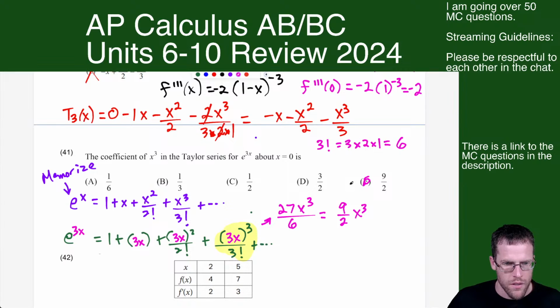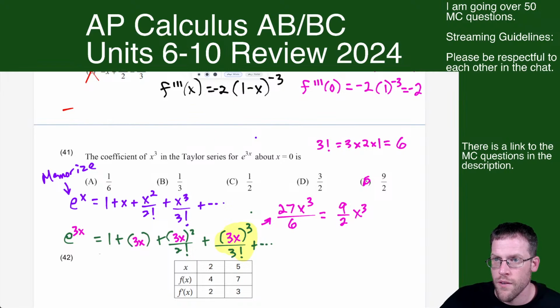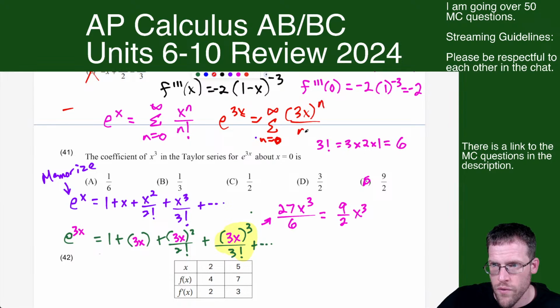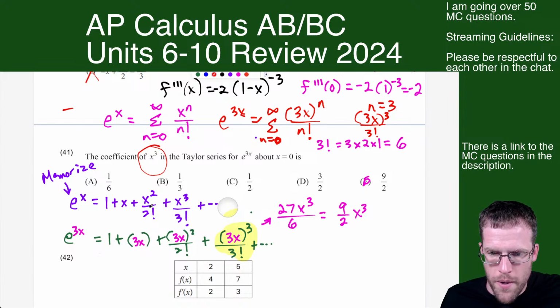The second way of doing this is, if we write the sigma version of e to the x, so e to the x is this. If I want e to the 3x, that's going to be 3x to the n over n factorial. So then I just look here, where's my x to the third term? That's when n is equal to just 3. So I have 3x to the third over 3 factorial, which is basically the same thing as this. So that's just another way to do this. All right, so moving on.